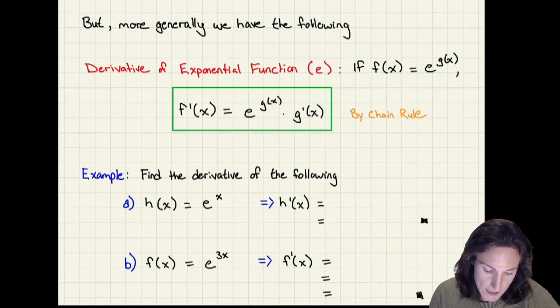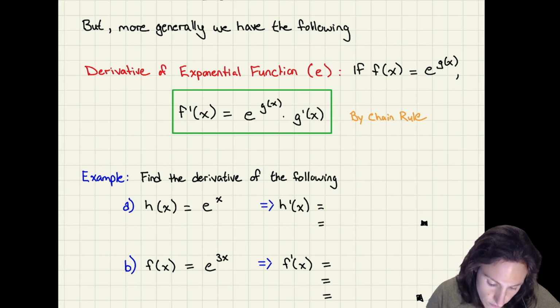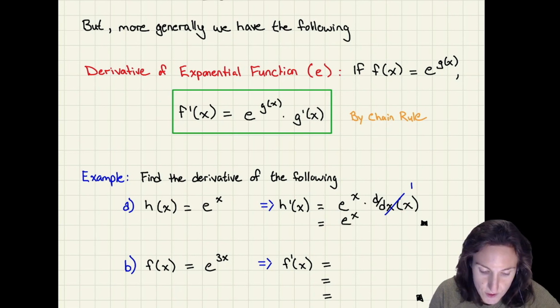Okay, so let me do a few examples with you. Normally in textbooks, they just say the derivative of e to the x is e to the x, but according to this rule, the reason is because by chain rule, if we just go d dx of x, well, this value is just equal to 1. Okay, so that's how we can get e to the x by following this rule here.